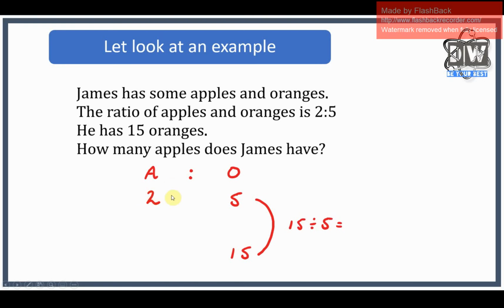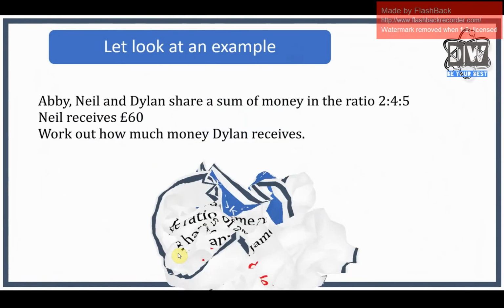That means if I took 3 rounds, then how many apples would I have had? I would have had 2 times 3, and that gives me 6 because there was 3 rounds. So how many apples does James have? He has 6. And there we go. So let's pause the video now.